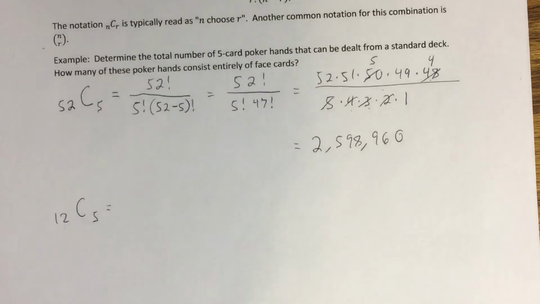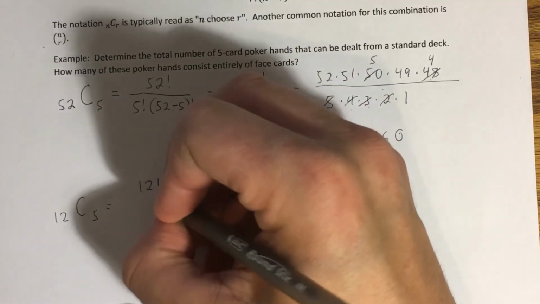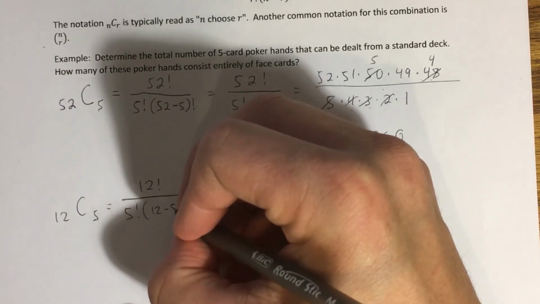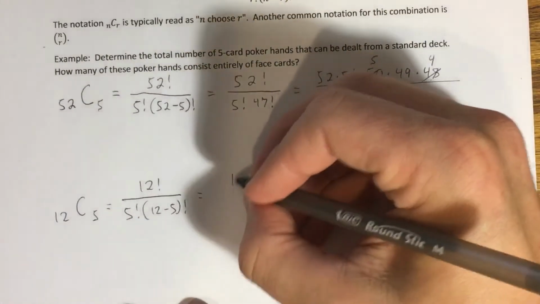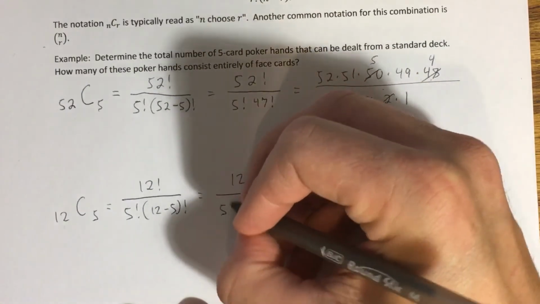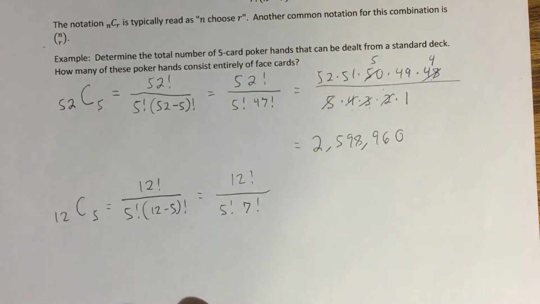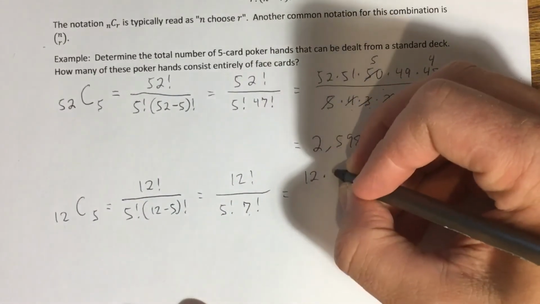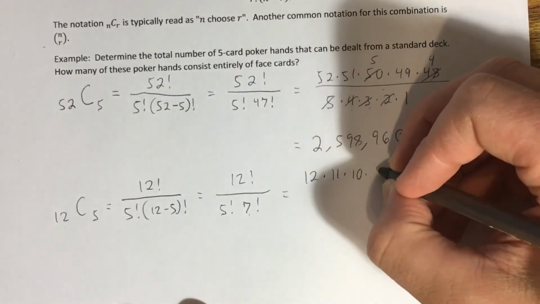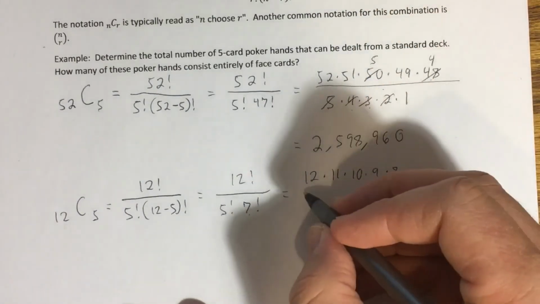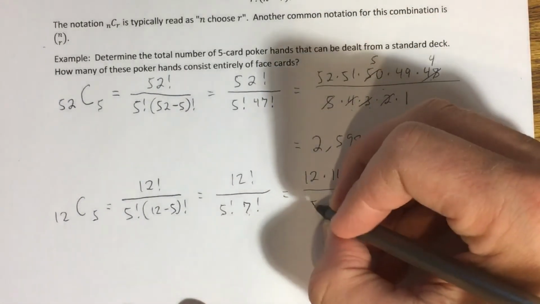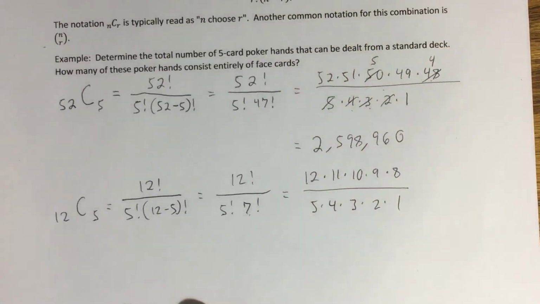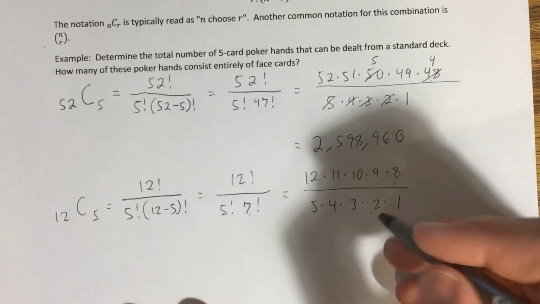So the second problem is 12 choose 5. 12 factorial over 5 factorial times 12 minus 5 factorial. And again, we go through the same simplification process. 12 minus 5 is 7. Choose the larger factorial and use that to help cancel. 12 times 11 times 10 times 9 times 8. That's where I would stop after canceling. 5 times 4 times 3 times 2 times 1. And once again, look for things that cancel conveniently.